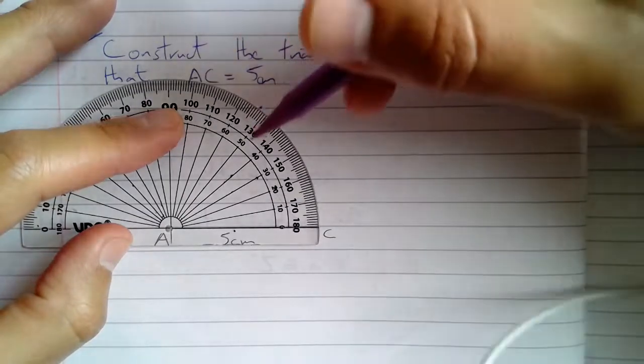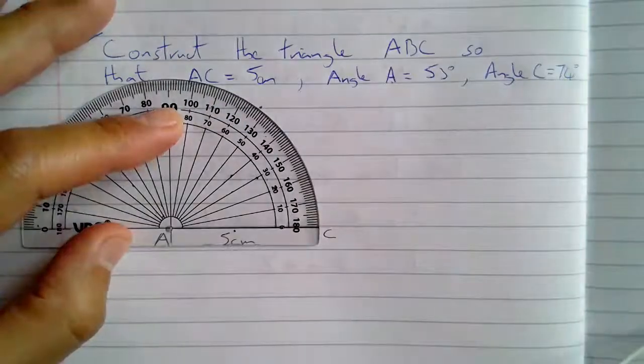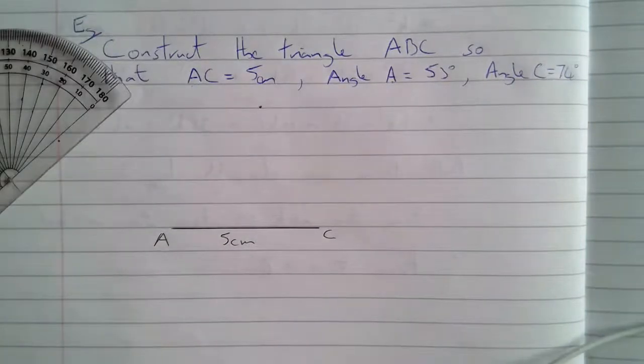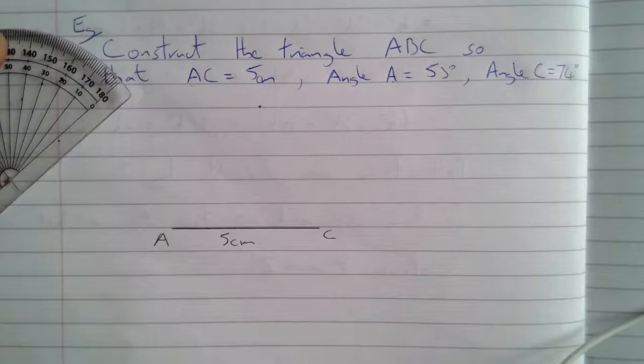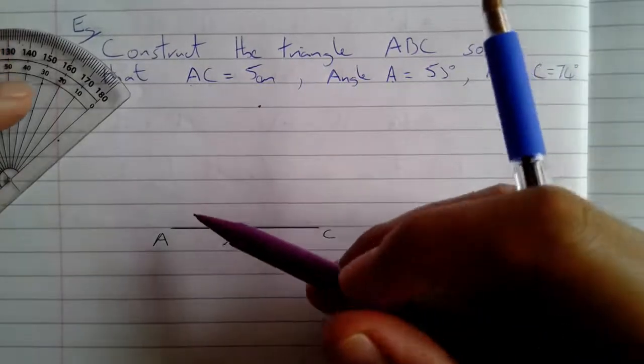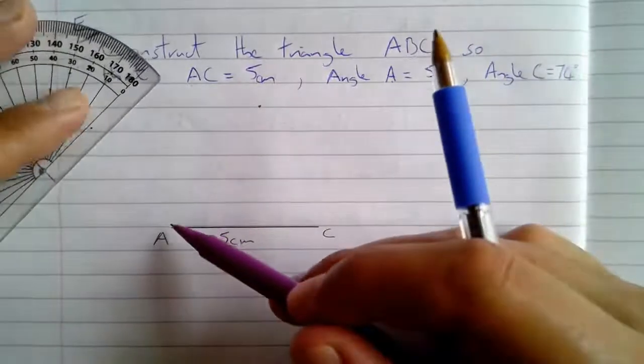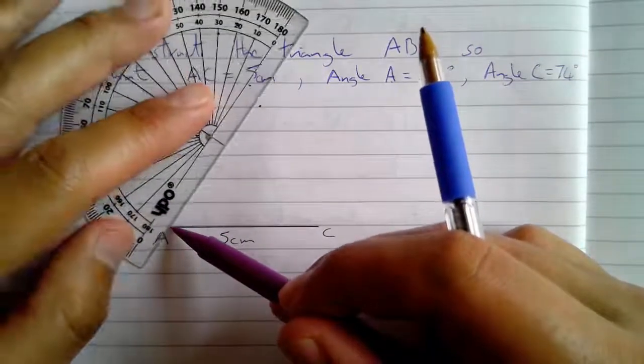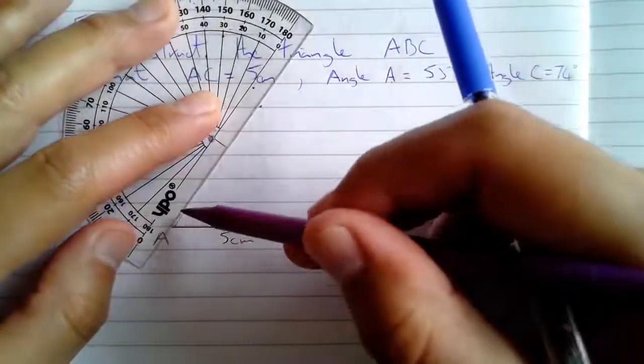Takes me to there. Okay, I don't know how long AB is going to be. I don't know where B is. But I do know that this angle here has to be 53 degrees. So what I'm going to do is draw a nice straight line up there. Oops, a daisy, let's try again.